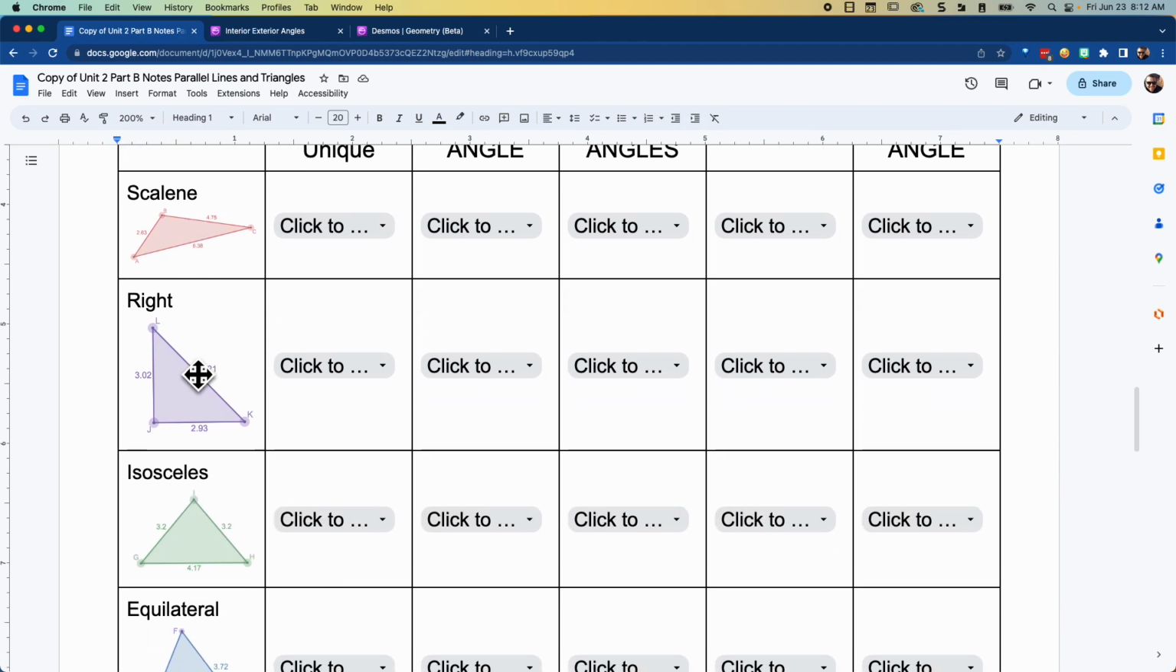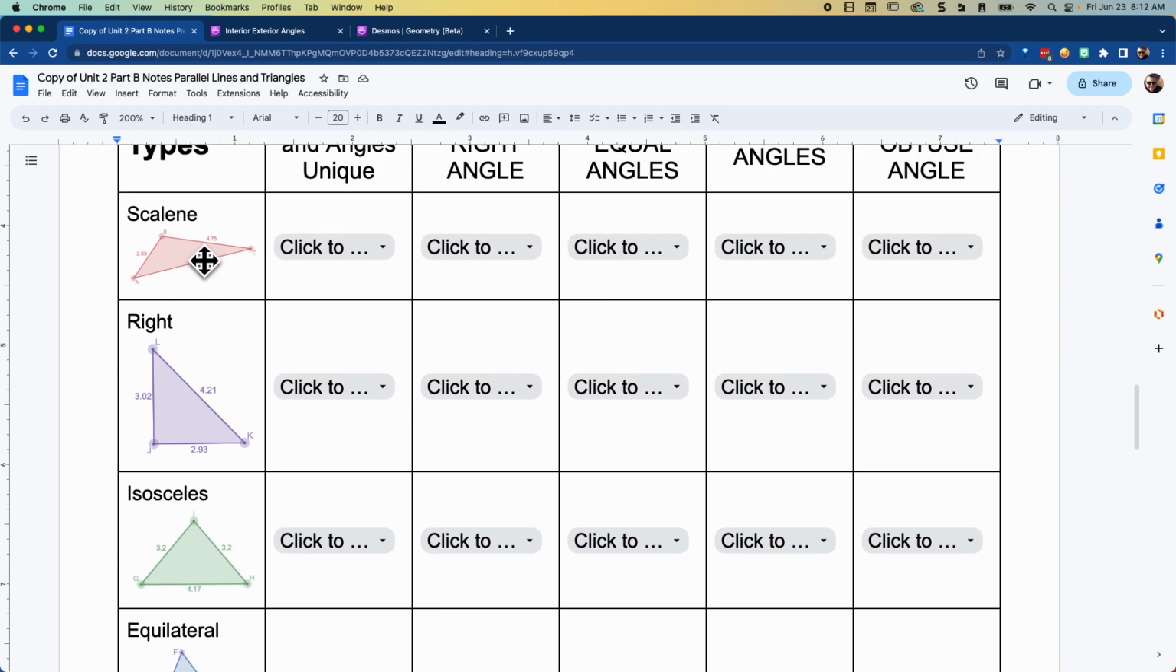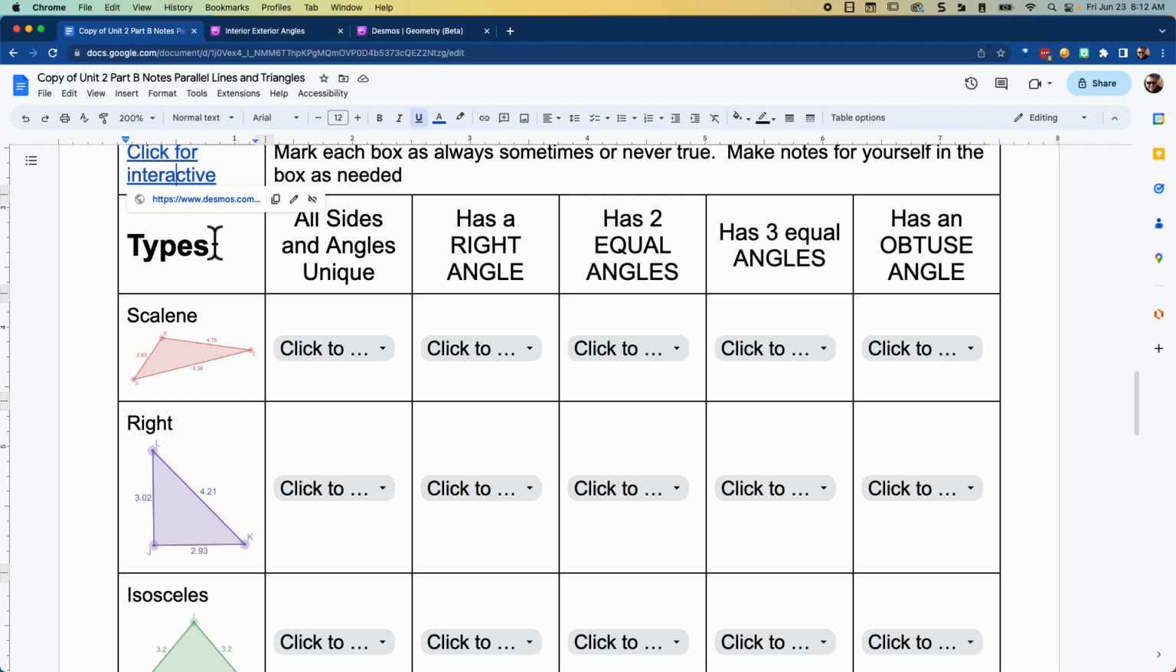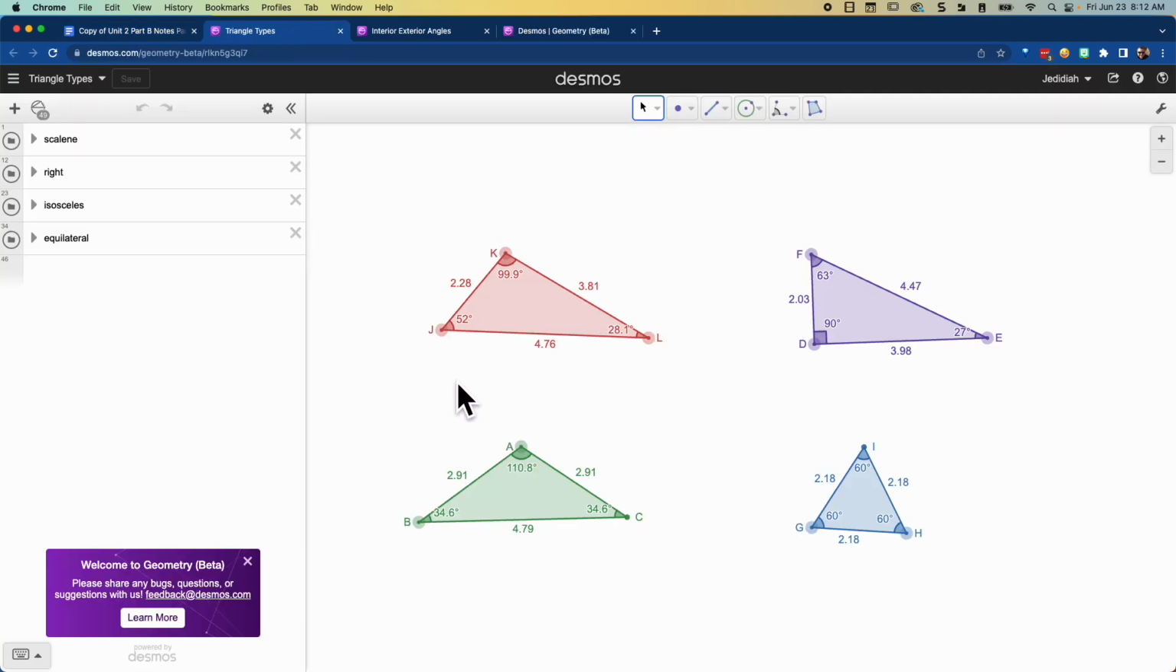So we have these types of triangles here. There's generally four types of triangles. We have scalene, right, isosceles, and equilateral. What's not listed here is acute or obtuse. Acute is when you have all the angles less than 90, and obtuse is when there's an angle greater than 90. So when we click on this interactive, let's take a moment and look at that.